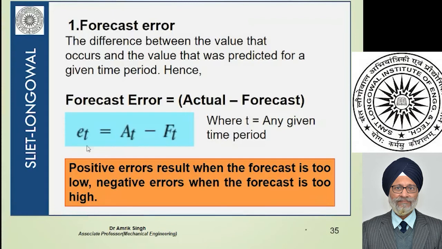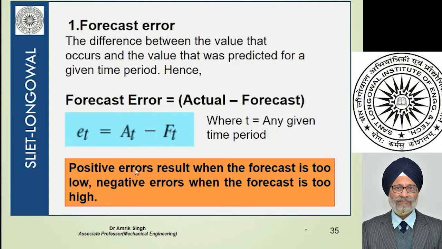We denote this with E subscript T. So this forecast error is the difference between the value that occurs, that means actual, and the value that was predicted for a given period of time. So forecast error is actual minus the forecast, where T is any time period given.